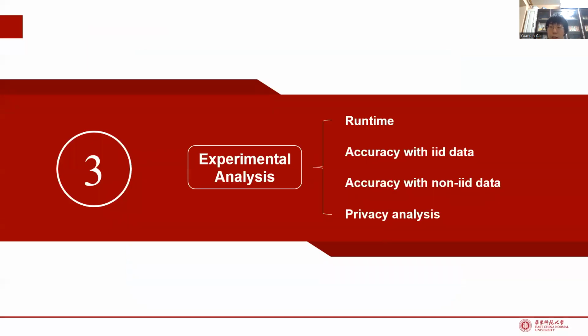The third section is the experimental analysis, which is divided into 4 parts. We compare and analyze the runtime of our algorithm, the accuracy with add data and non-add data, and the privacy.